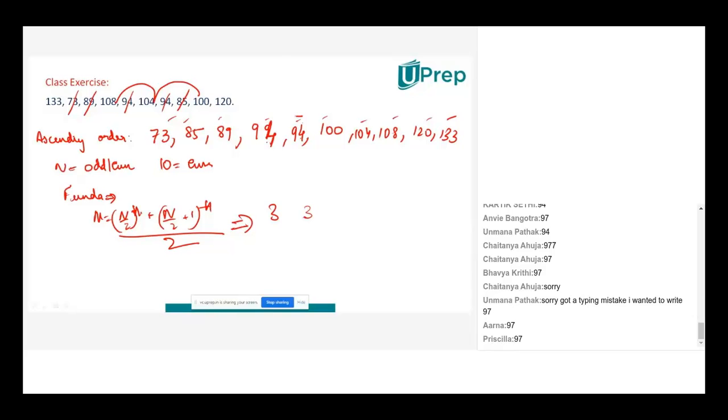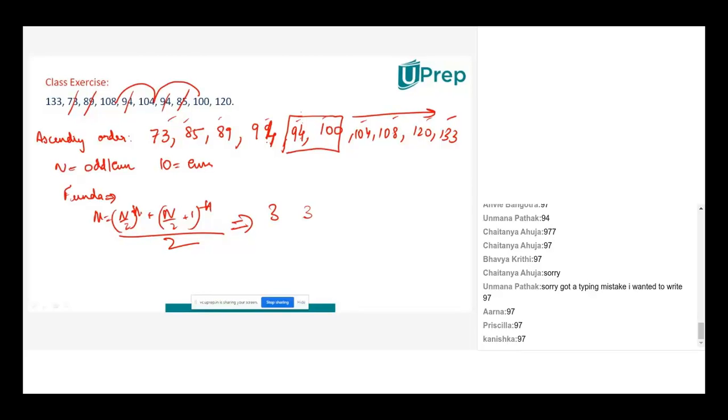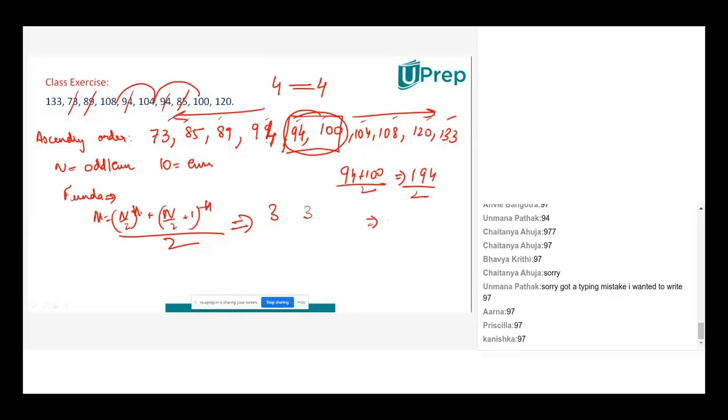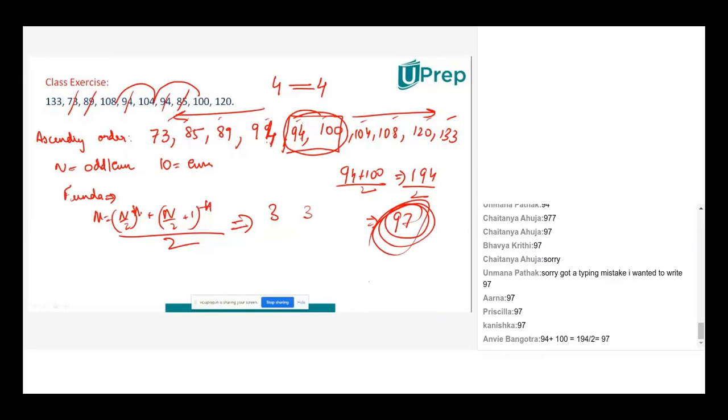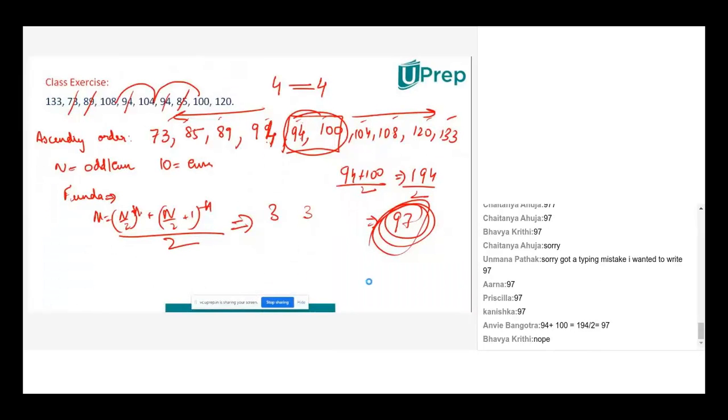Take this set, there are 4 numbers to the left. Take these two, there are 4 numbers to the right. Numbers to the left equal the numbers to the right. Find the average of 94 and 100. 94 plus 100 by 2, that is 194 by 2. 97, that is the median. Very simple. Any doubts? Clear, guys? Next.